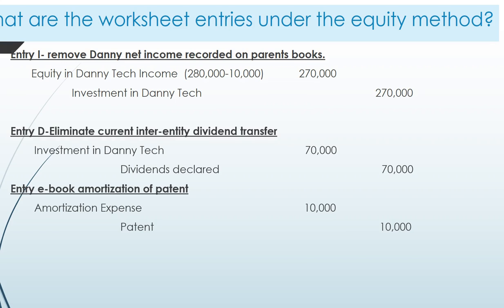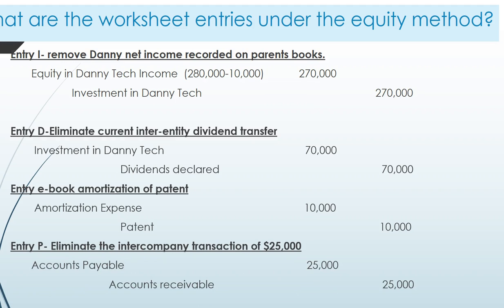The next thing we do is book the amortization on the patent. So now we've written off 3 years on that patent. And then the last thing we would do is eliminate that intercompany transaction of $25,000 by eliminating the accounts receivable on the sub's books by crediting accounts payable, and the accounts payable on the parent's books by debiting. We eliminate the accounts payable, which would be on the sub's books, and eliminate the accounts receivable that would be on the parent's books.